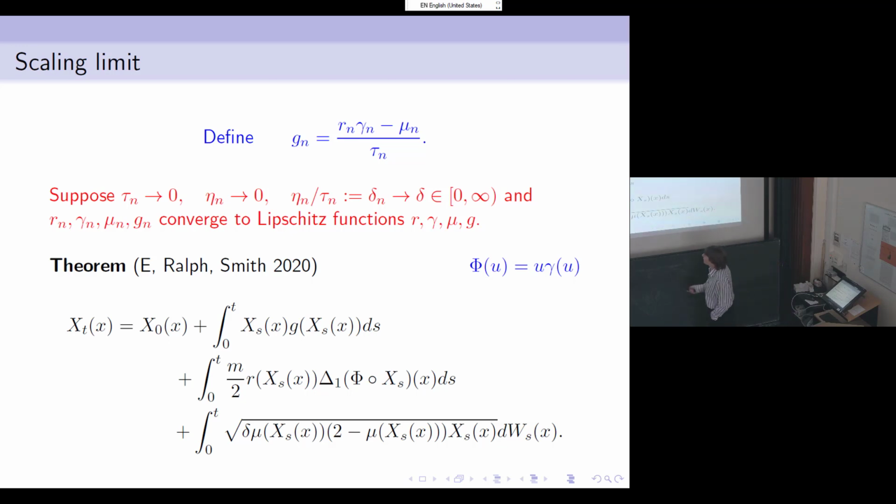And then what's in Aaron's thesis, so I should update this and put some plus signs, evidently, is that this model will then converge to a solution to a system of stochastic differential equations.